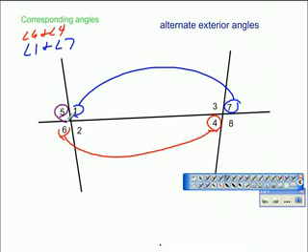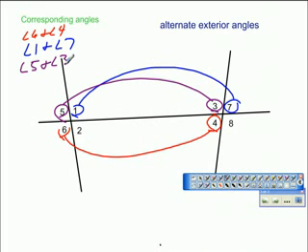5 and 3. Because they're both to the left of the two lines and then above. Good. Angle 5 and angle 3. And then the last two obviously would have to be 2 and 8 because they're both below and to the right. Angle 2 and angle 8. Those are my correspondings. Okay, let me get rid of all that.